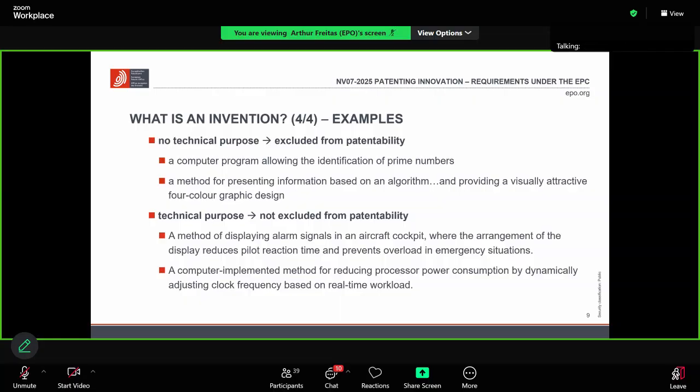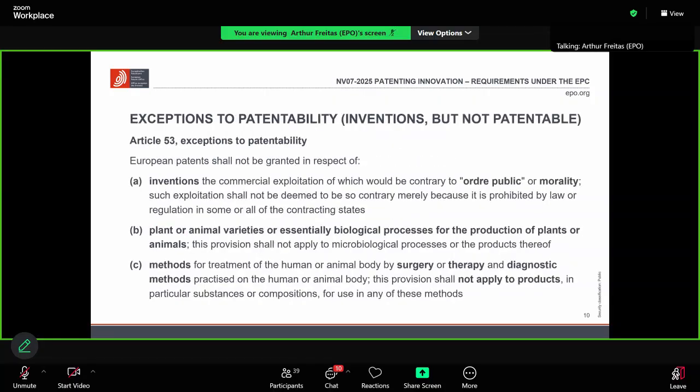On the other hand, if you had a method of displaying alarm signals in an aircraft cockpit, where the arrangement of the display would reduce pilot reaction time and prevent overload, then we might have a technical invention, right? Because we are solving a technical problem here, which is man-machine interaction. How do you actually prove that? Imagine you have something wrong in your airplane. Instead of having to click through hidden menus or flip through a manual, you get something presented to you, and you can react immediately. Depending on the technical features you have there, this could be considered an invention.